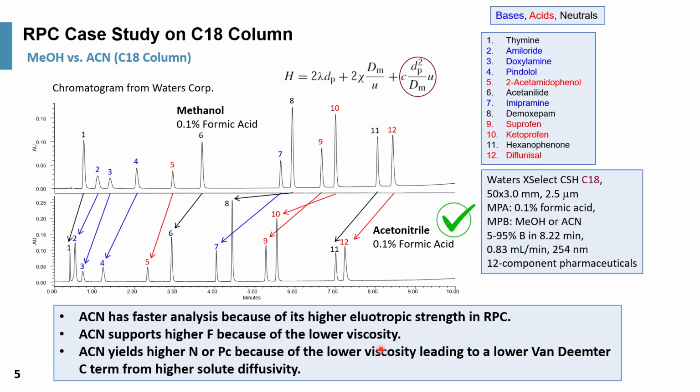Therefore, it can run a much higher flow, which is advantageous for gradient elution because you can push out at higher flow rate a larger gradient volume throughout the method.